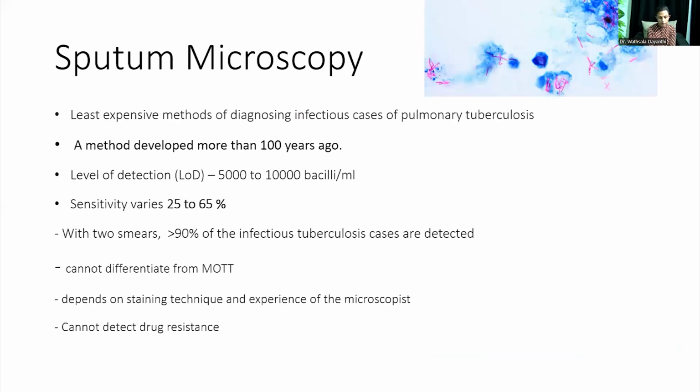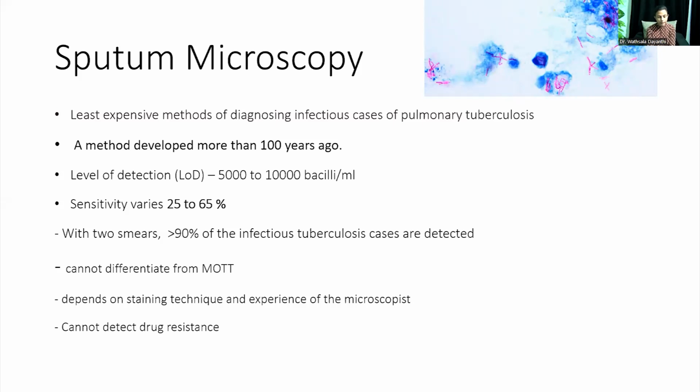So this is the well-known sputum microscopy. As you can see, the nice pink elongated rod-shaped acid-fast bacilli in the blue background. This is a very old method, the least expensive method, which suits low-income countries like ours. But the disadvantage is the level of detection: for sputum microscopy to become positive, there need to be 5,000 to 10,000 bacilli per ml. So this sensitivity is low.